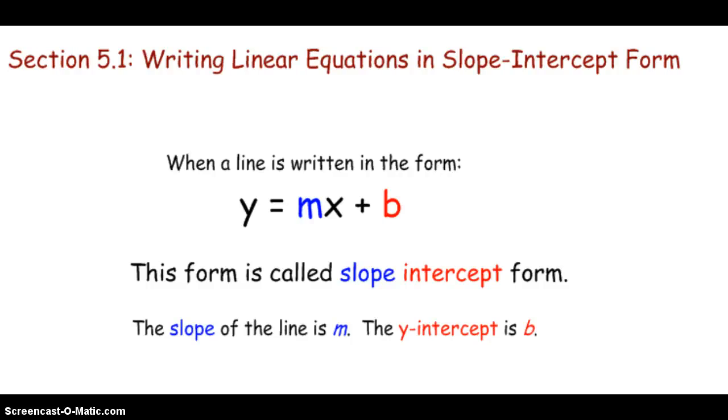All right, now that we've completed Chapter 4, we're going to begin Chapter 5, Section 1, writing linear equations in slope-intercept form. When a line is written in the form y equals mx plus b, we've seen this before in Chapter 4 when we were graphing. This form is called slope-intercept form. The m stands for slope. Think of it as a mountain slope. The b stands for intercept, not just any intercept, the y-intercept. The y-intercept is where the line crosses the y-axis.